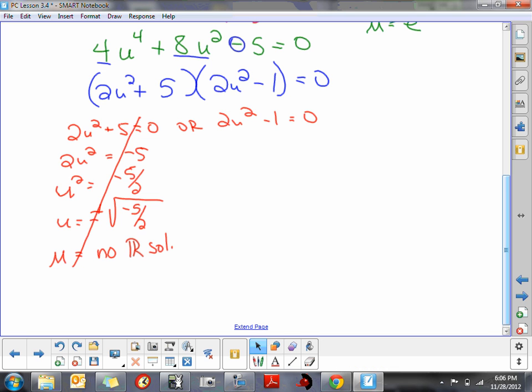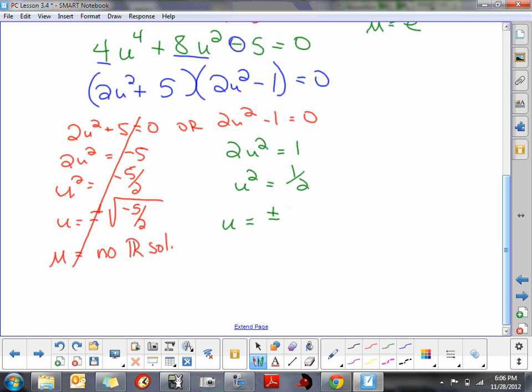On the other side, though, we've got 2u squared minus 1, which means 2u squared has to equal 1, which means u squared has to equal 1 half, which means u has to equal plus or minus the square root of 1 half. We can take the square root of a positive number, so both of these are in the running. But what did u stand for in the beginning? U was representing e to the x. So e to the x has to equal plus or minus the square root of a half.